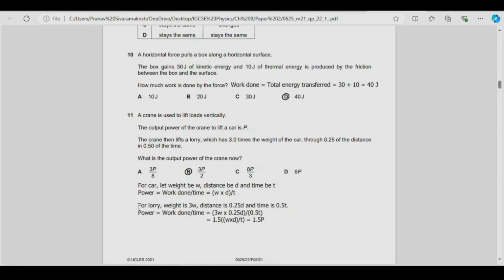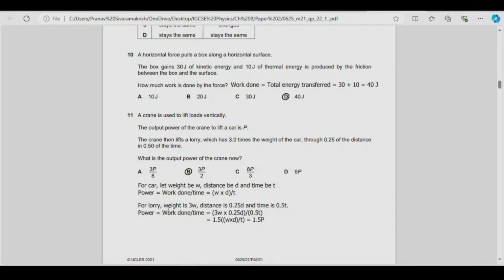And the next thing that I've done is for the lorry. We know that the lorry is 3 times as heavy. So if the weight of the car is W, then the weight of the lorry has to be 3W. We know that the car was moved a distance D. We know that the lorry was moved a distance of 0.25D, so it's a quarter of the distance essentially. And we know that the time taken to lift the car was T, and the lorry was lifted in half the time. So the time taken to lift the lorry is 0.5t.